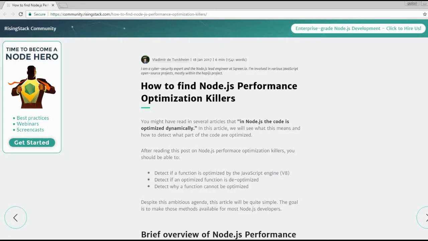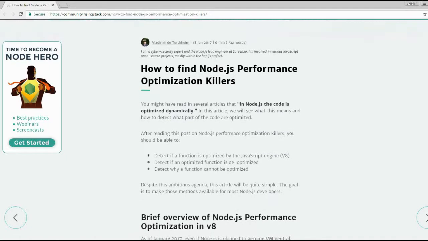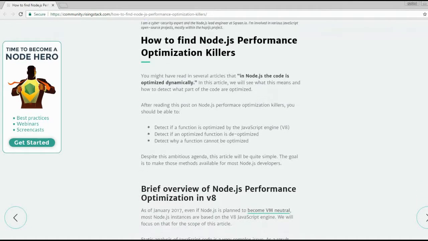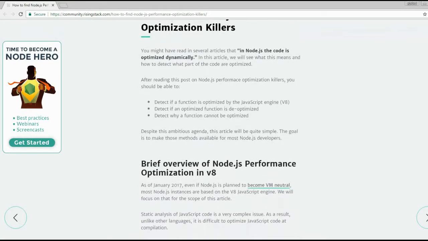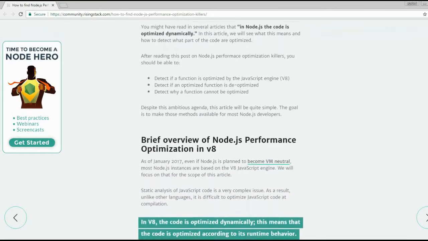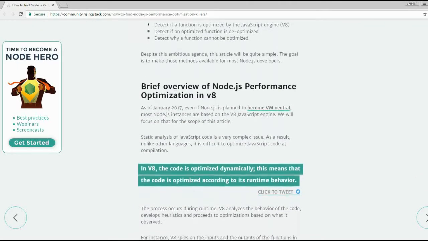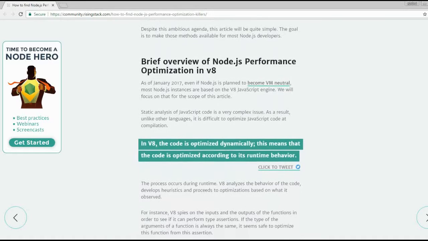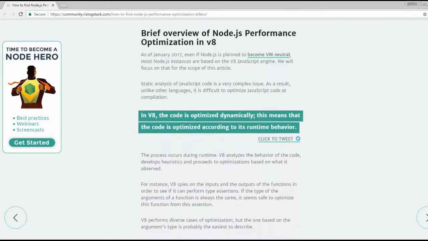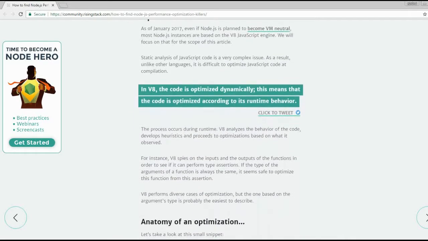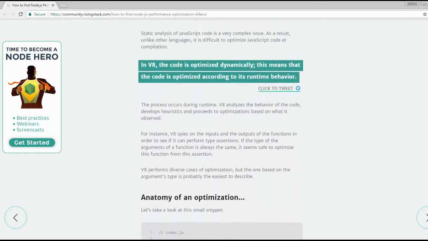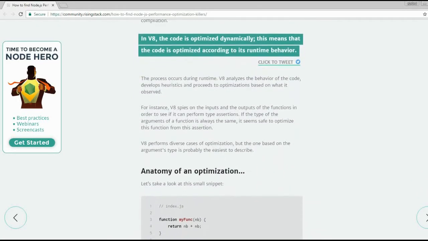Another useful article on this topic is How to Find Node.js Performance Optimization Killers by Vladimir de Turckheim. Some time ago, I was thinking of try-catch being a silver bullet. Anyway, I was wrong. In this post, you can learn why a function either cannot be optimized or must be de-optimized.